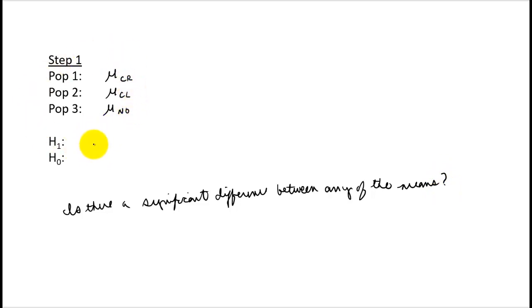So the alternative hypothesis is very simple, but it is not all means are equal. That means that somewhere there are 2 means that are not equal. And we know that we mean significantly different. And here, for the null hypothesis, it's that all the groups are equal. So the mean of the criminal record group is the same as the mean of the clean record group, which is the same as the mean of the no record group.